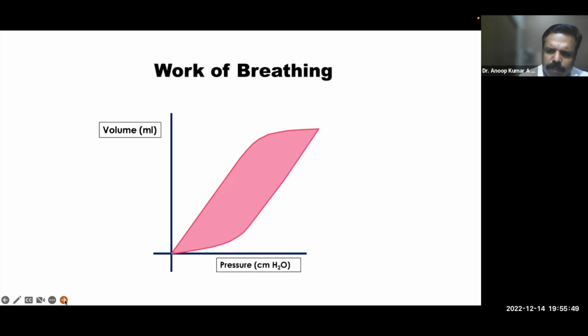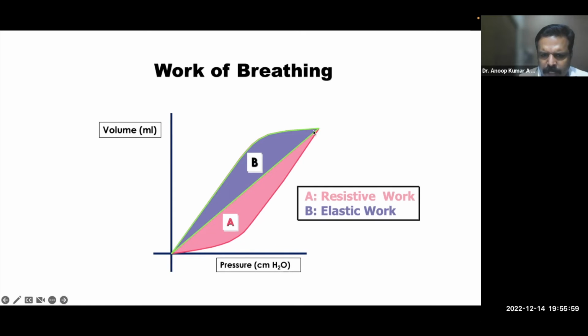So what about the work of breathing? The curve has two parts here. If you draw a line in the middle of this PV loop, we have a part A, shown in the pink, and part B, shown in the violet color. The pink part is the inspiratory part, and the violet part is the expiratory part. One part indicates the resistive work, and the other part indicates the elastic work.